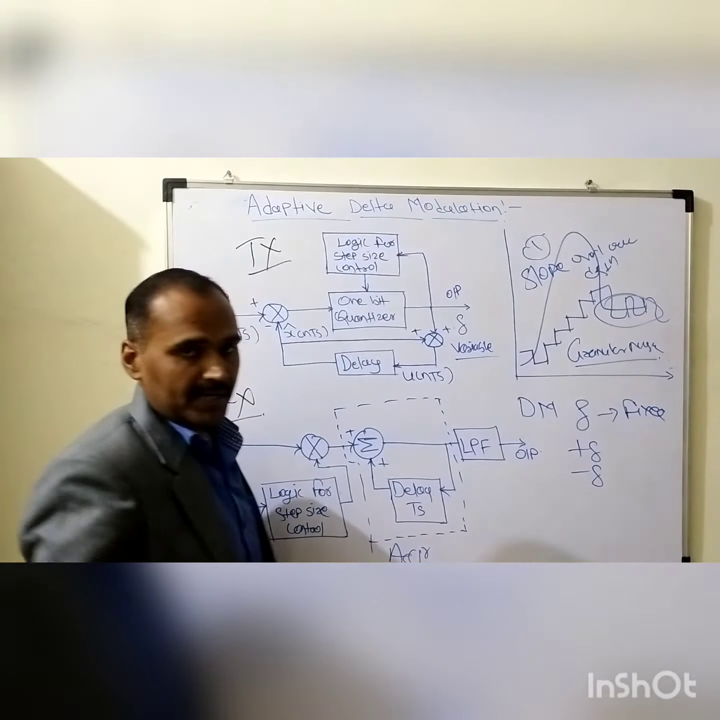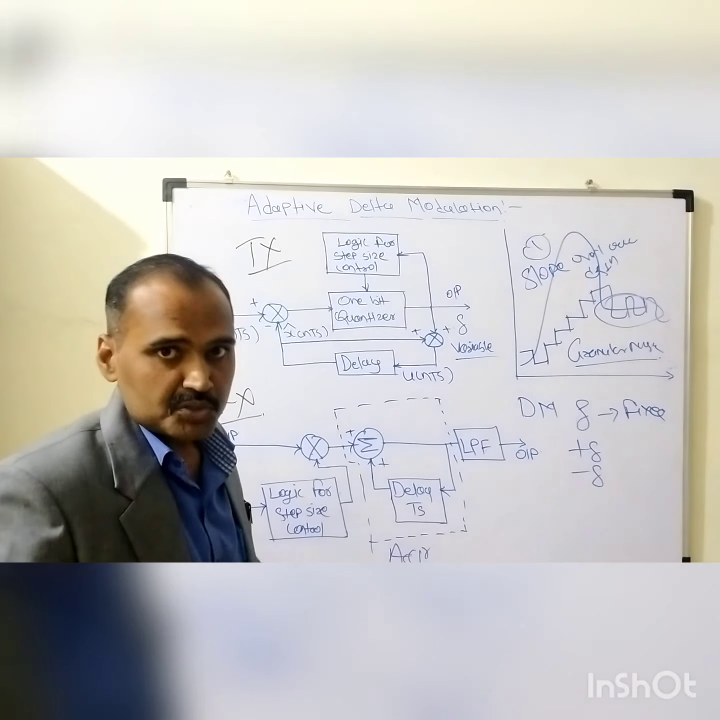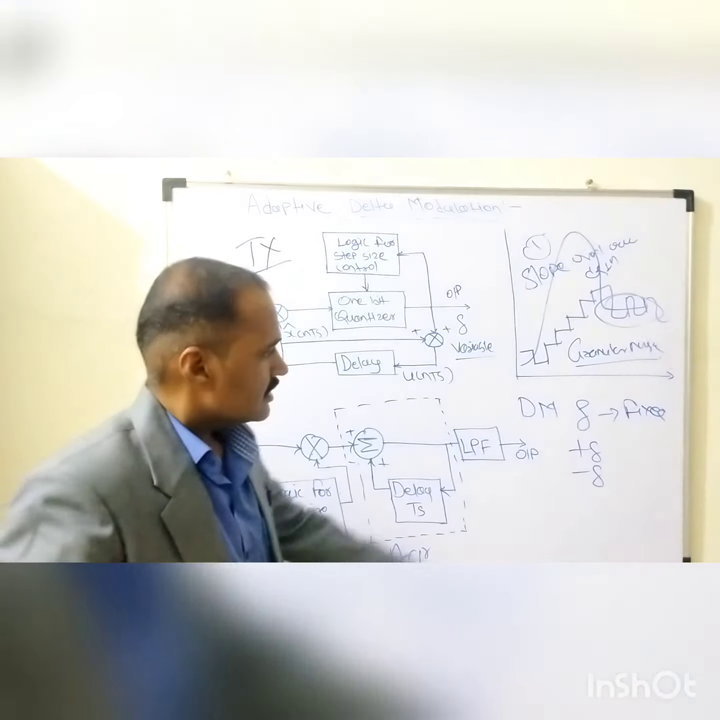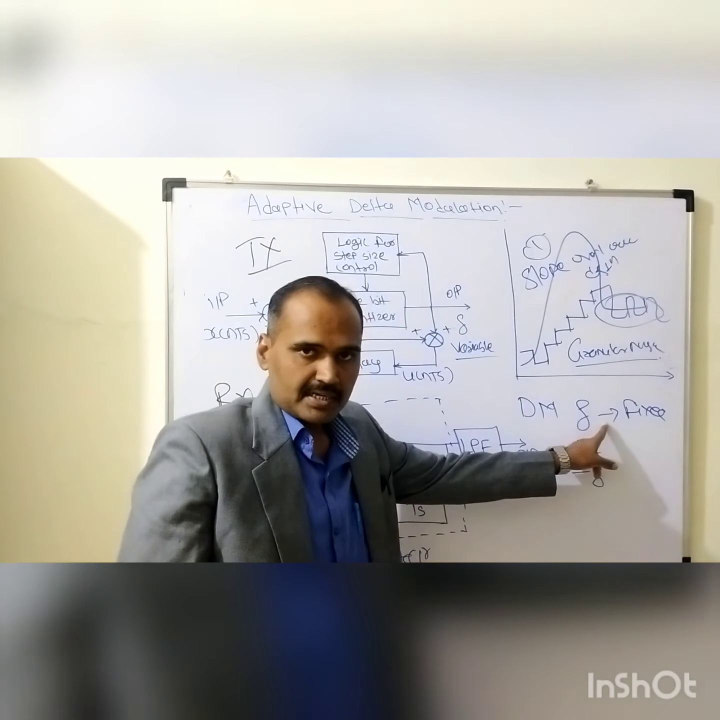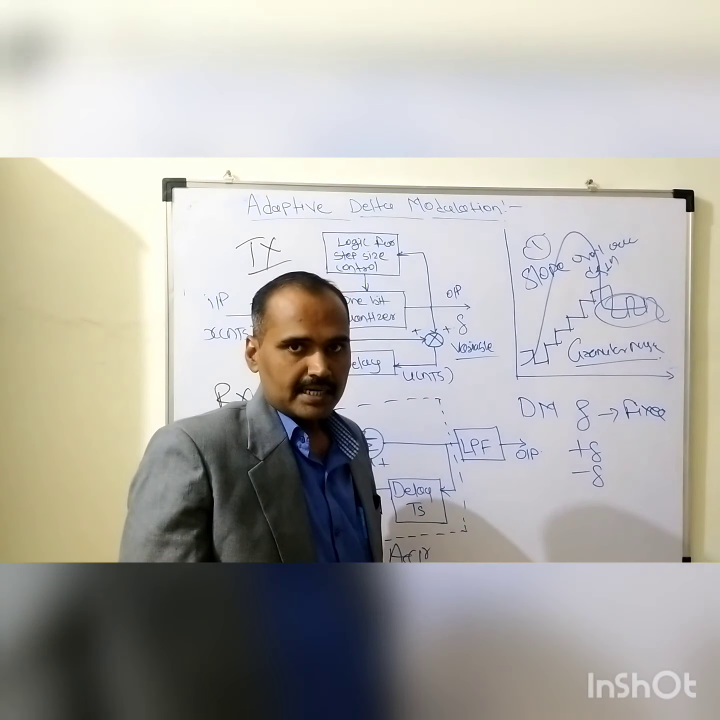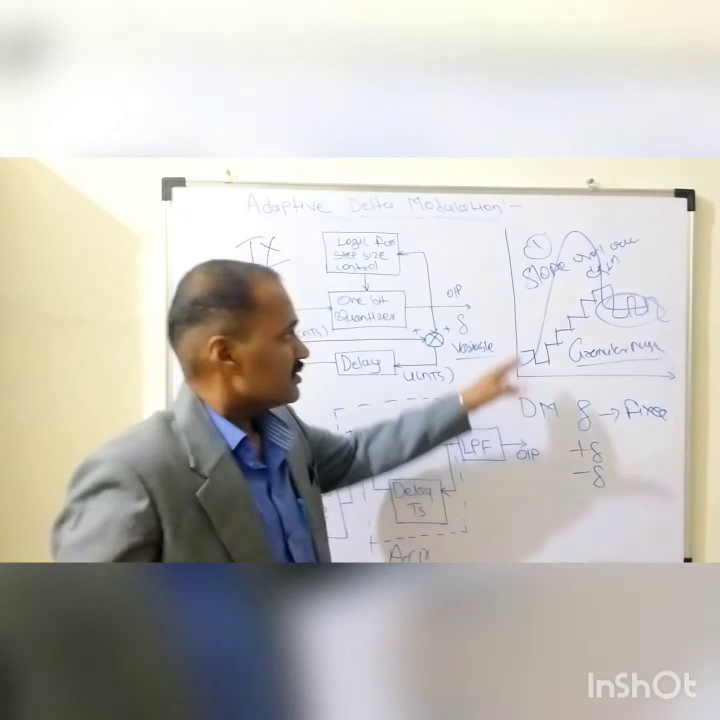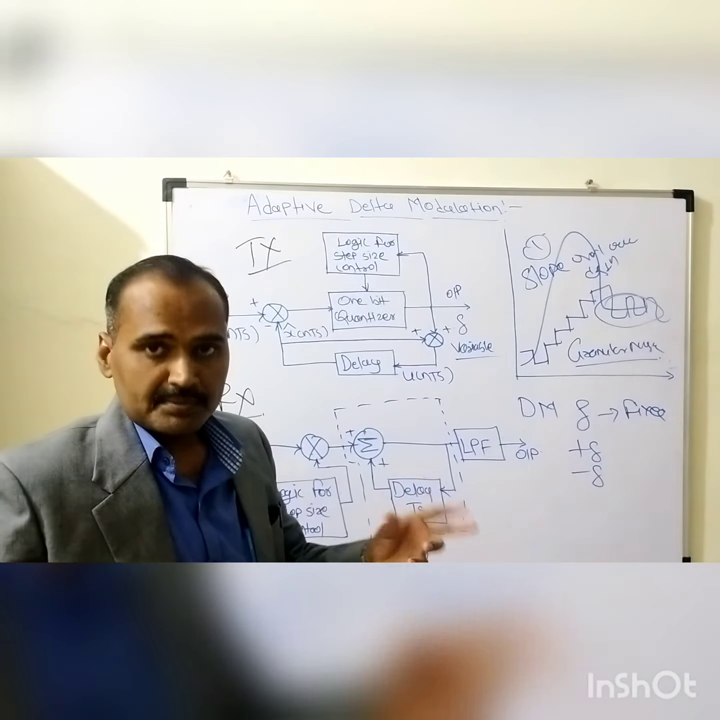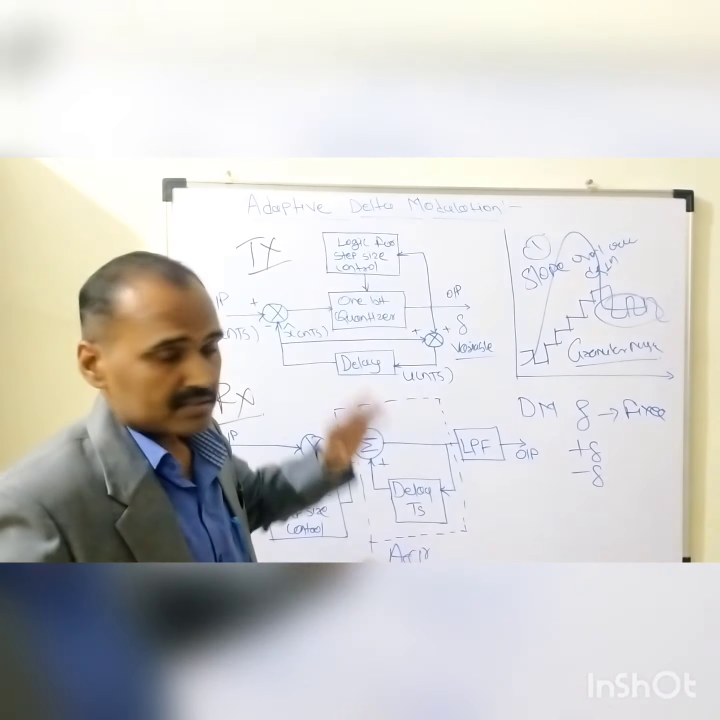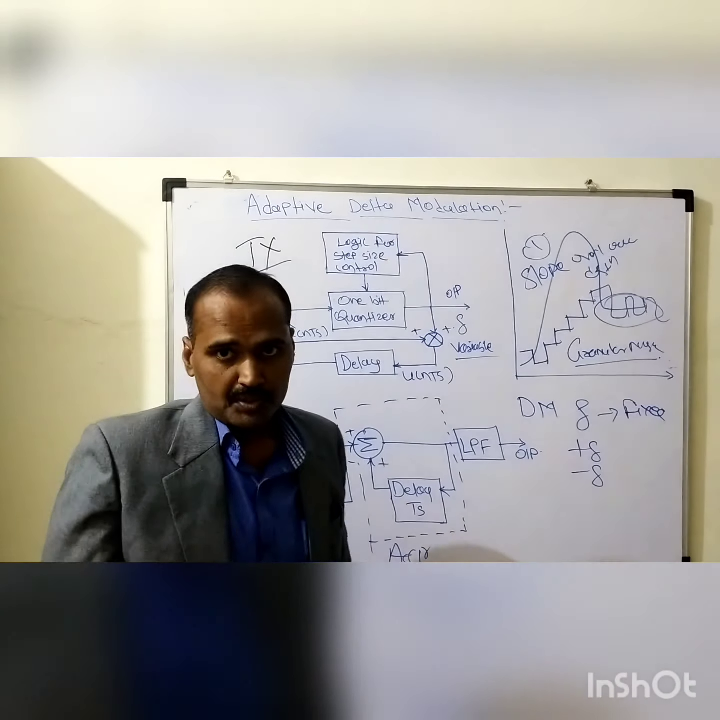So in order to eliminate these two distortions in which the step size is fixed, either plus delta or minus delta, according to the variations of this continuous time signal, the adaptive step size is being selected in case of this adaptive delta modulation.